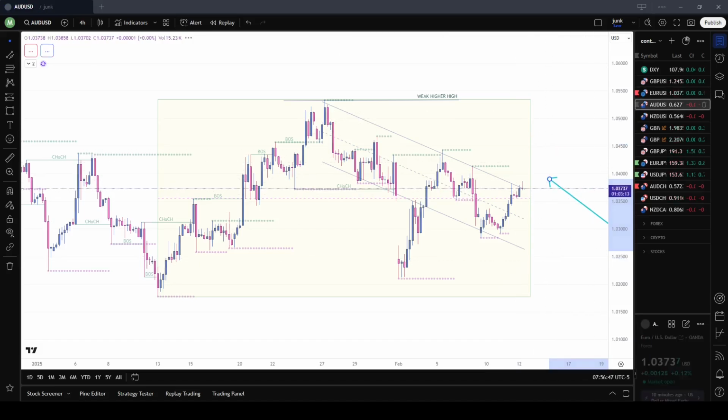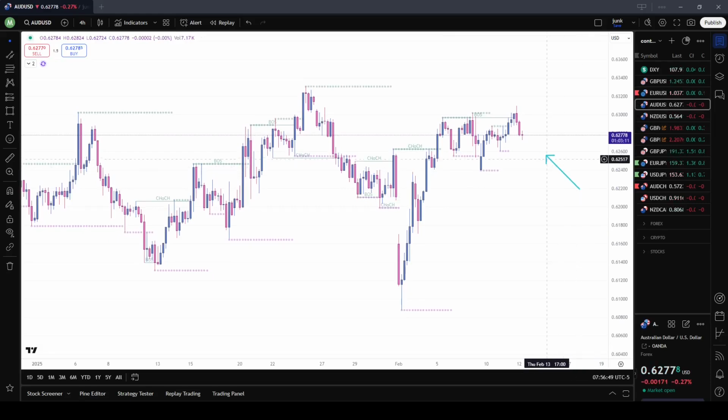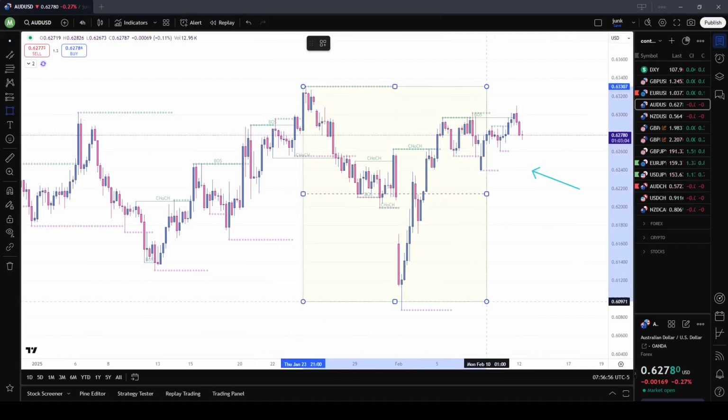So AUD USD. What I've been saying, it's been trading sideways. Let's go ahead and map out the current range. Trading sideways, accumulation pattern.